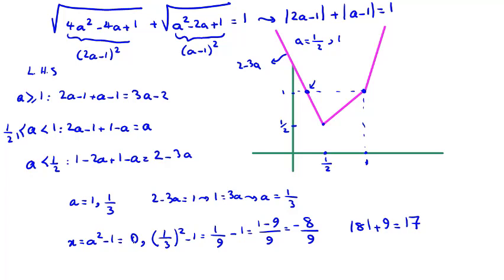So if you want to consider, it will be 0 over 1, and this one will be greater, absolute value of negative 8 plus absolute value of 9. So the answer is 17.